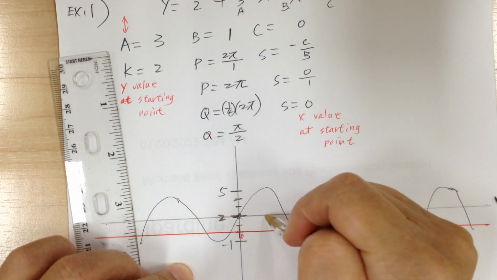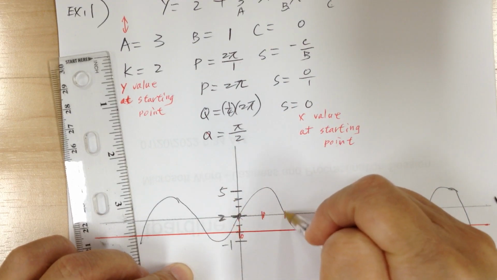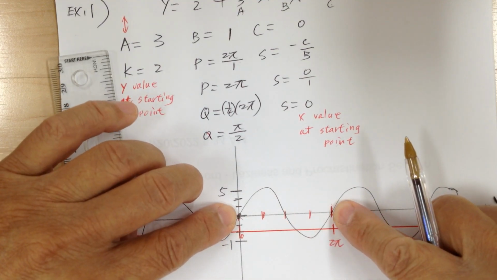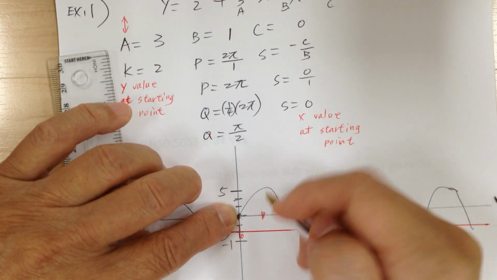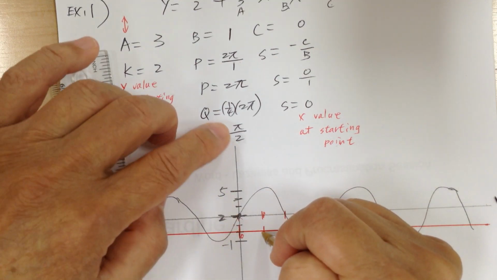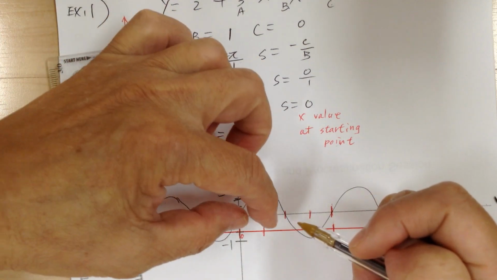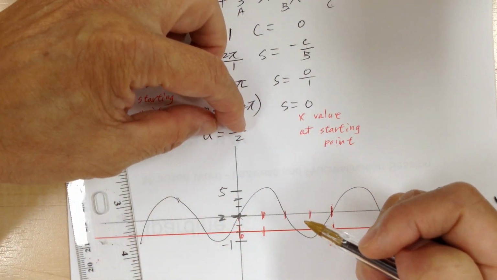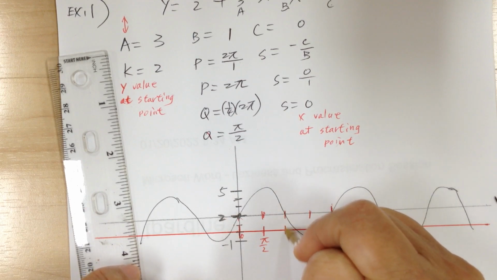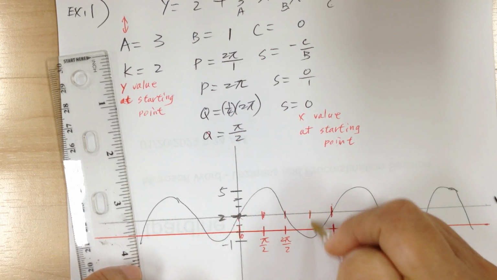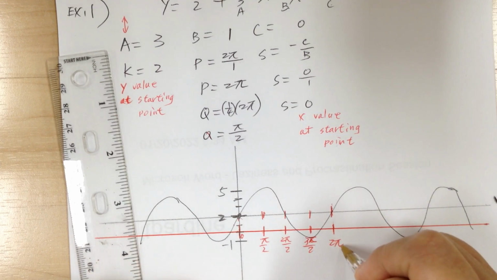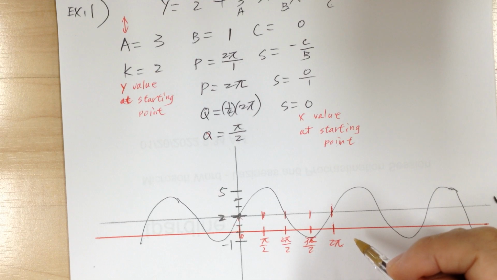Now the quarter wave is this point right over here. These are your quarter waves. So this is one wave, this is half, this is quarter. You line it up, and the quarter wave means how much each division is, so it's pi over 2. That means this is pi over 2, then 2 pi over 2, then 3 pi over 2, and this is 2 pi.